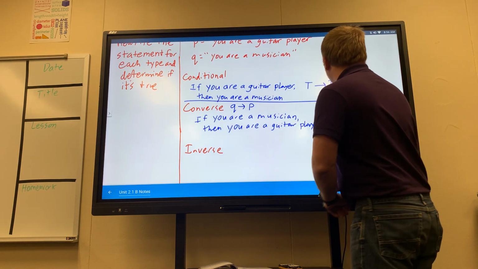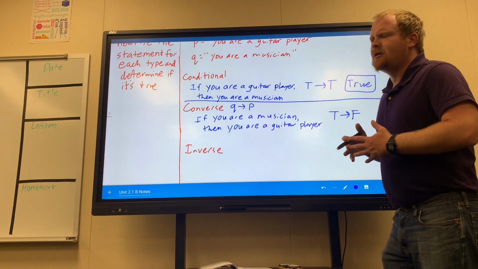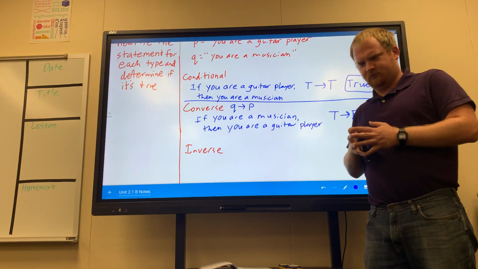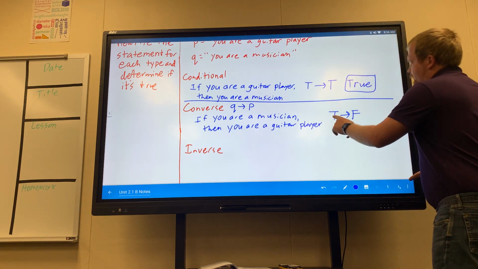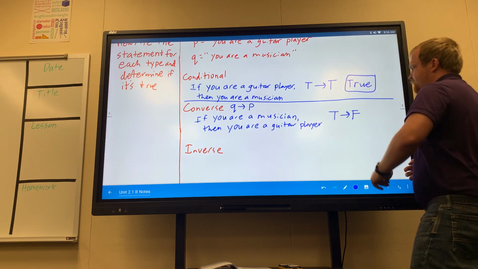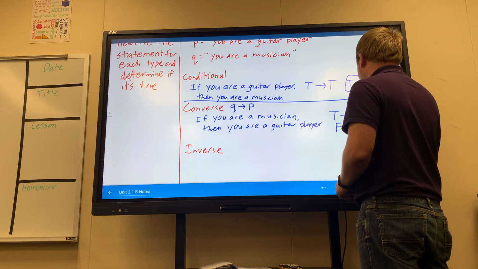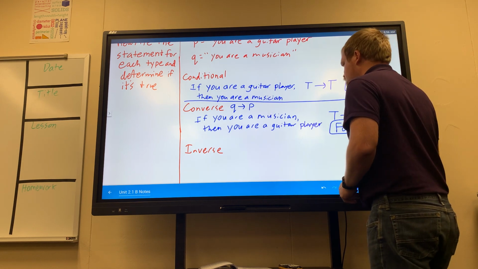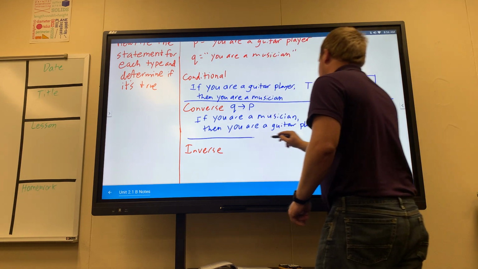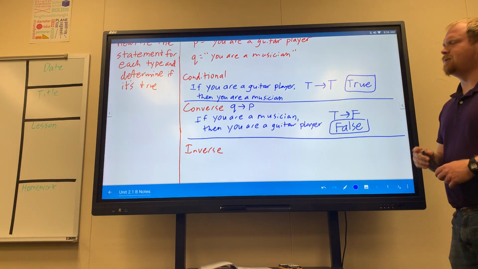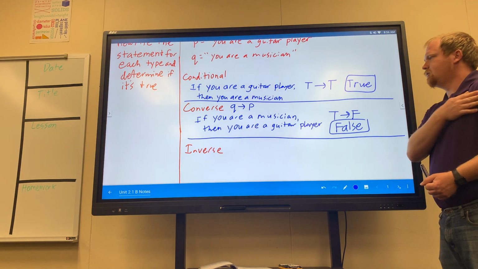So we're going to say that's false because as a musician, you're not tied down to one instrument. So if we're going from true to false, the statement is false. Okay? So the converse of that statement is false.